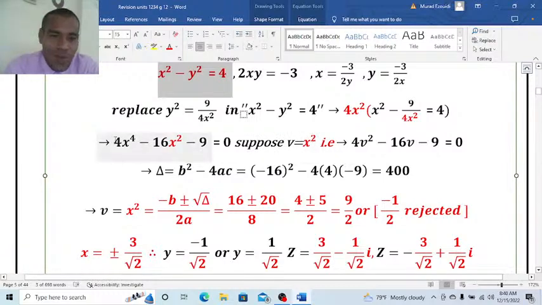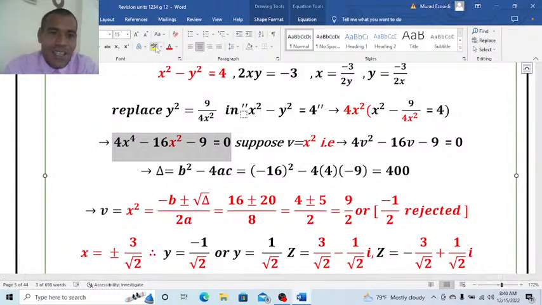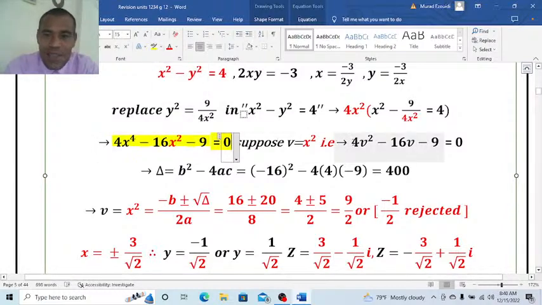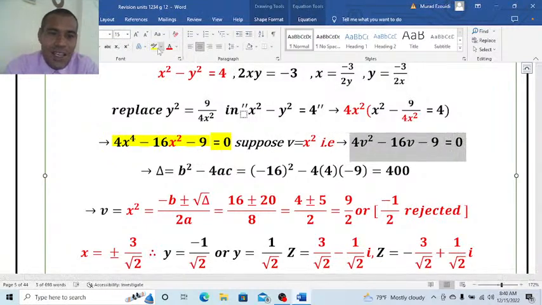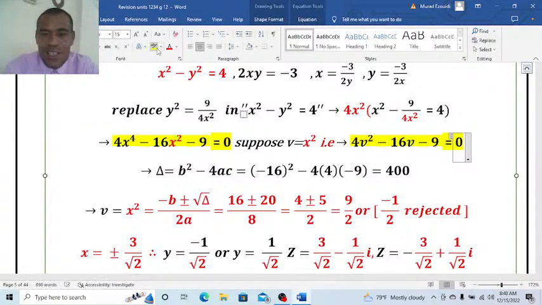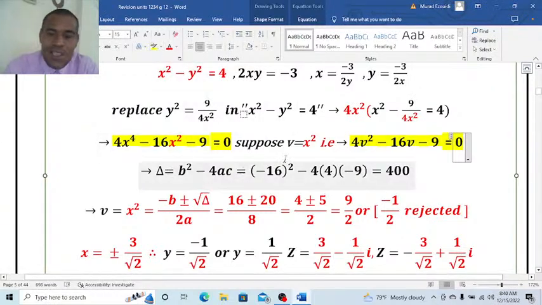Okay, this equation is exactly as that. There is no difference between this and that, because we suppose x to the power 4 is v squared, or v is x squared. Then I will just equate this with a equals 4, b is -16, and c is -9. Then I will use the discriminant, b squared minus 4ac. This is substitution for a, b, and c.